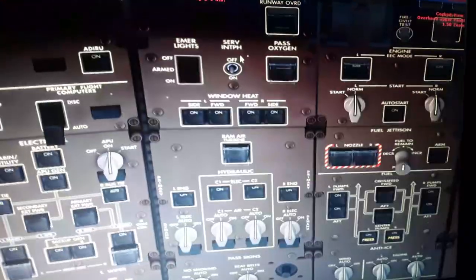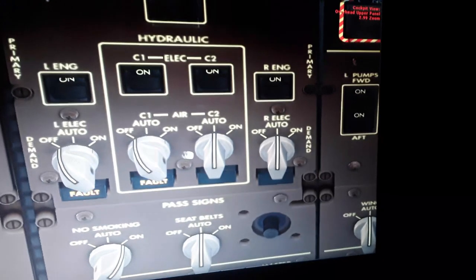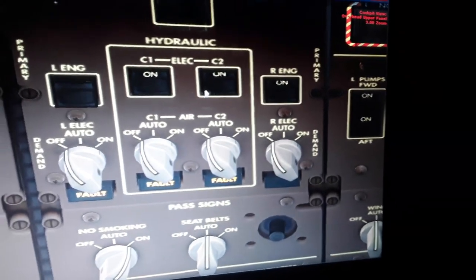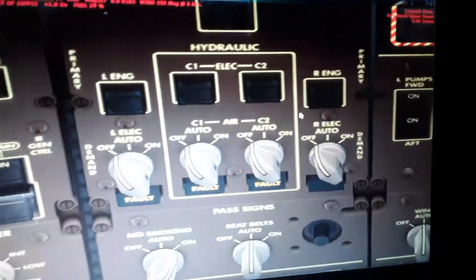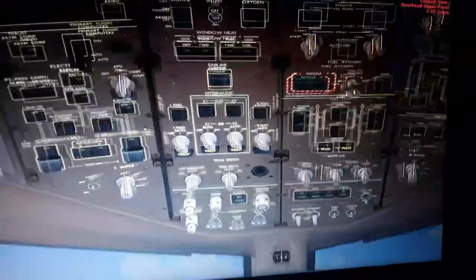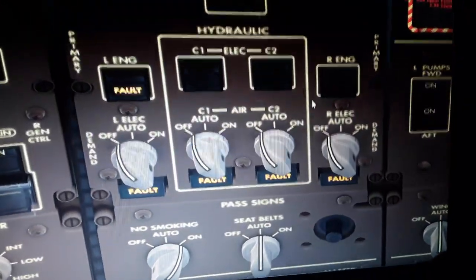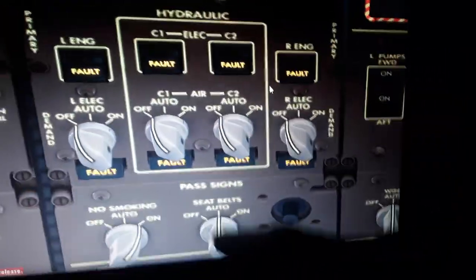I'll show you later. Backup generators, ram air turbine, window heat. We need to disconnect here the hydraulics, all the hydraulic pumps. You will see what will happen in the system. So this is very nicely simulated. You will see the faults popping up, all the fault lights, and you will see we'll use some systems here.